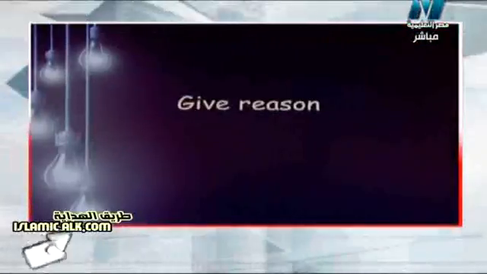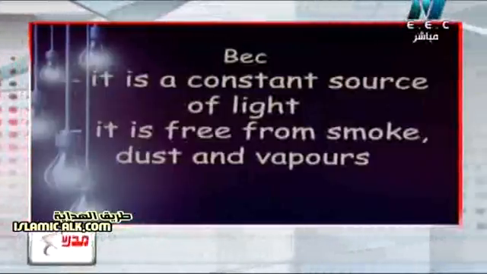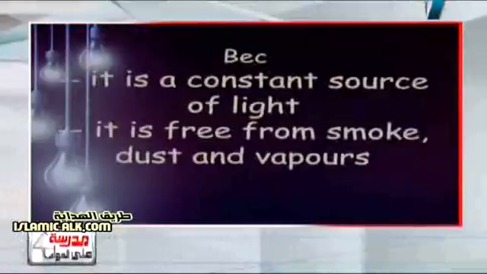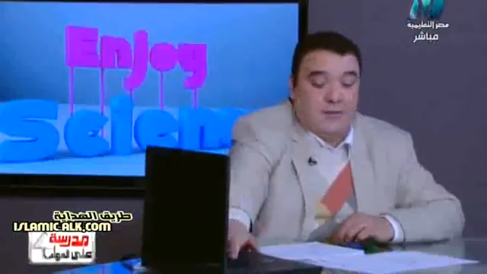Okay, so a give reason question again. The question says that the light bulbs are the most important or the most popular artificial source of light, because it's a constant source of light. It's free from smoke, dust, and vapor. And now we will see a short video about the structure of the fluorescent lamp, as I said.